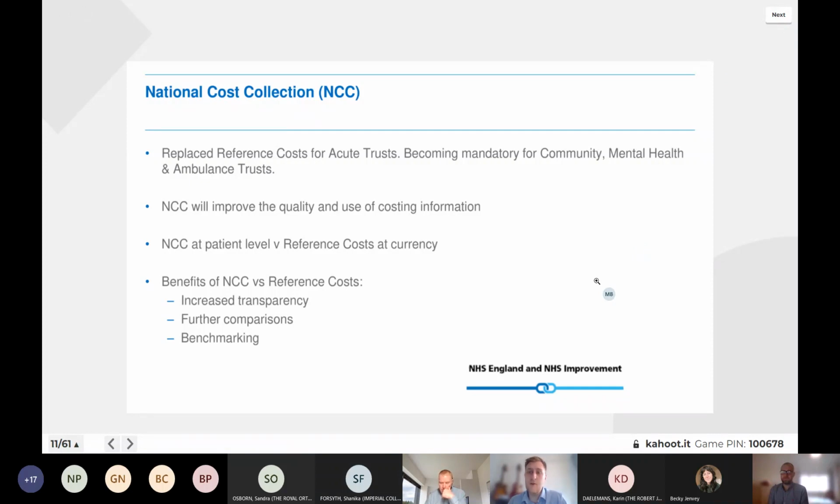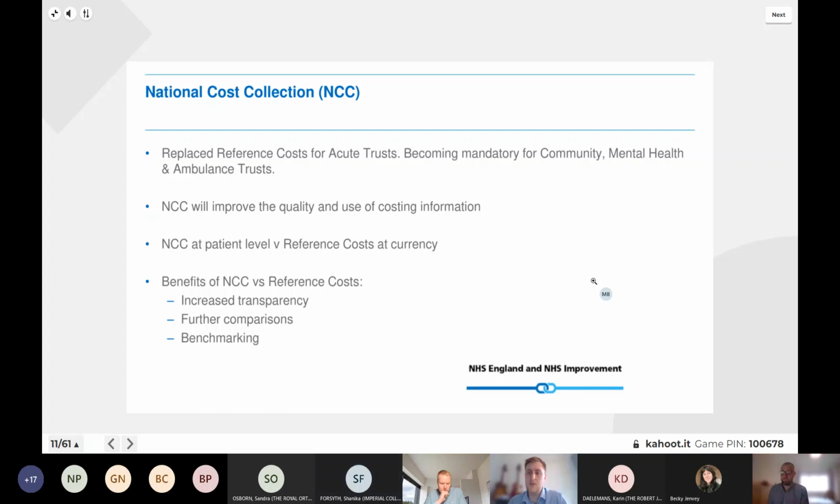National cost collection. So where reference cost was the average cost for a cohort of patients at healthcare resource group level, the national cost collection seeks to obtain cost at patient level. It's eventually seeking to replace reference cost as a single national annual cost collection and covers acute, community, mental health and ambulance sectors. You may have previously known this by the name of CTP or the Cost and Transformation Programme, which it replaced within the last few years.